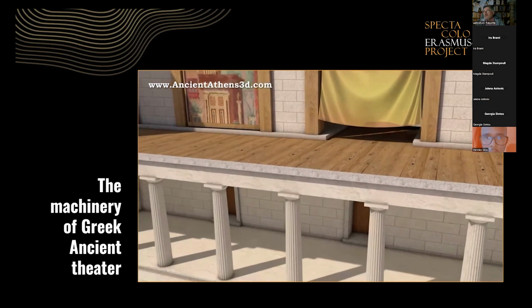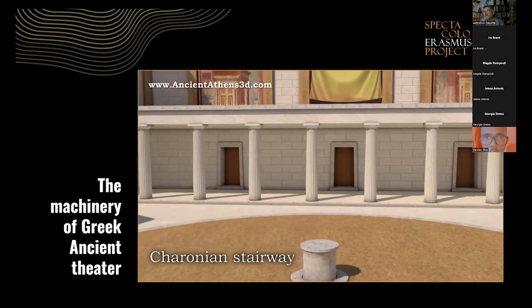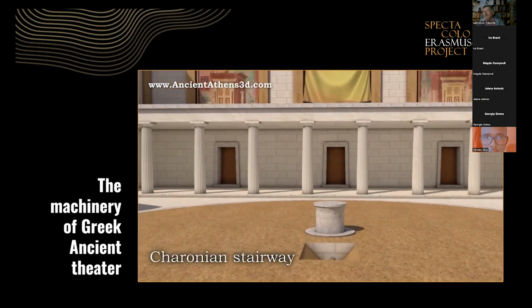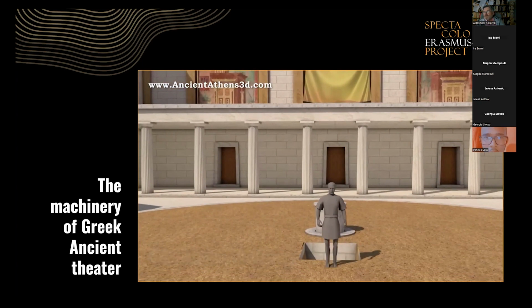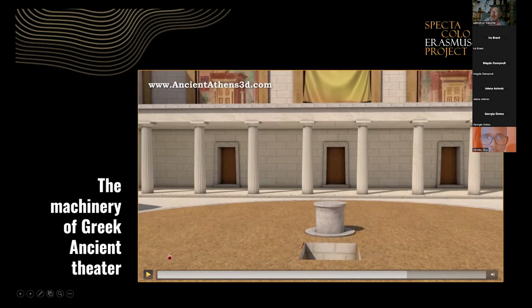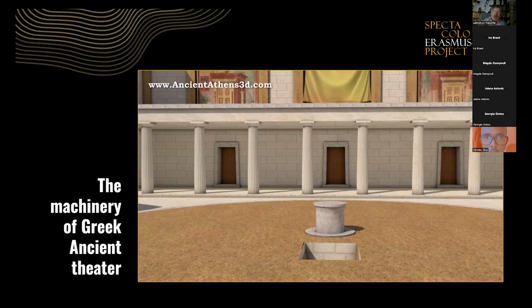In some theatres there was the Charonian stairway, an underground tunnel leading from the scene to the orchestra, and used for performances of characters associated with the world of the dead. I'm not sure that this mechanism existed in the ancient Greek theater of the 4th century BC. Maybe in the Roman theater, but not in theaters like Epidaurus, as far as I know.